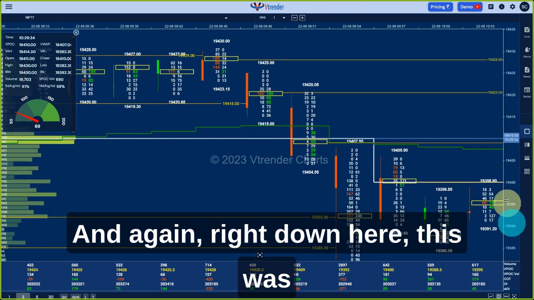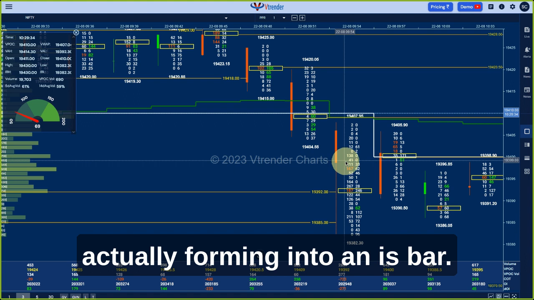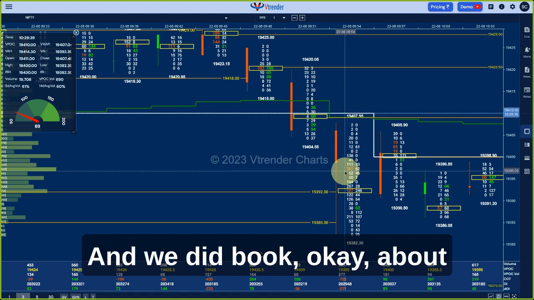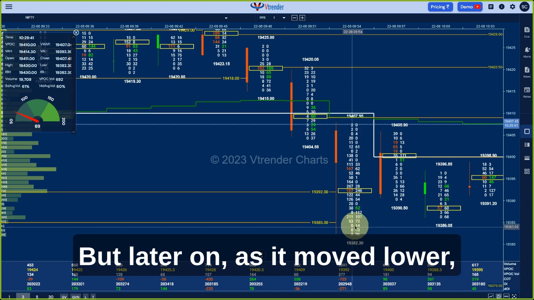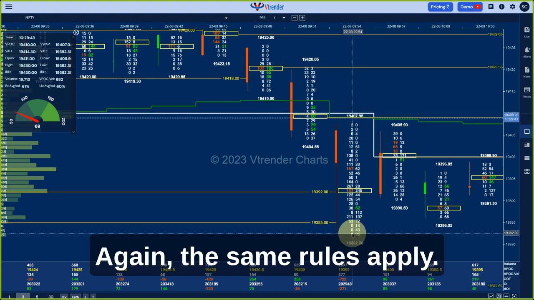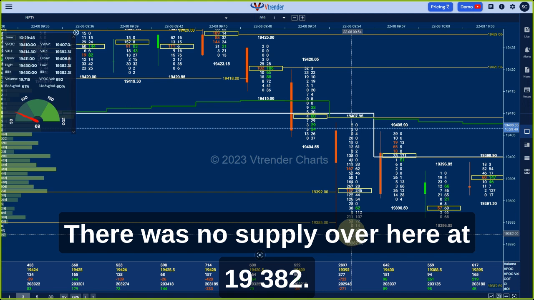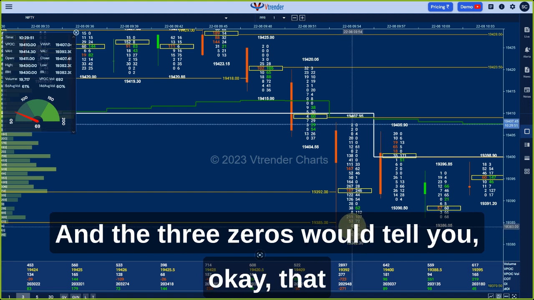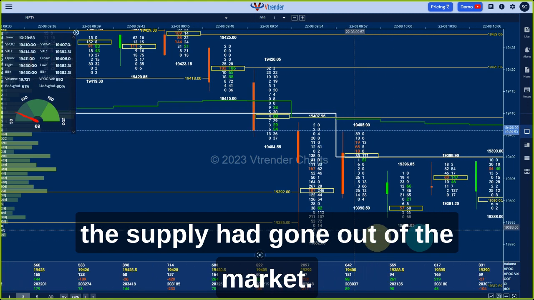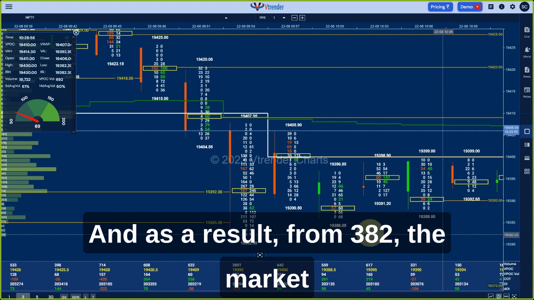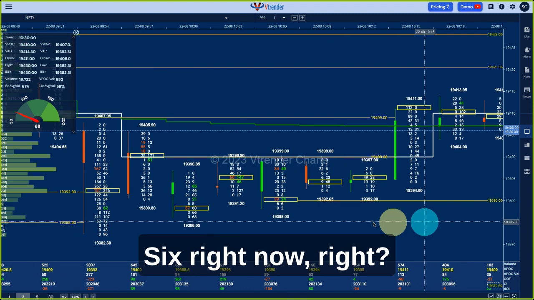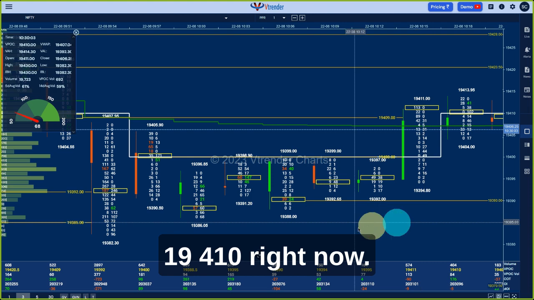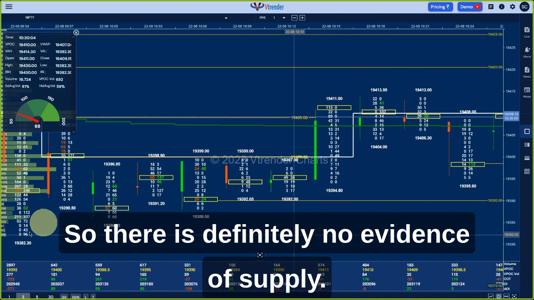And again, right down here, this was actually forming into an IS bar, and we did book about 50% of the profits over here. But later on, as it moved lower, you can see these three zeros again. The same rules apply. There was no supply over here at 19382, and the three zeros would tell you that the supply had gone out of the market, and as a result, from 382 the market has risen to about 19406, 19410 right now. So there is definitely no evidence of supply.